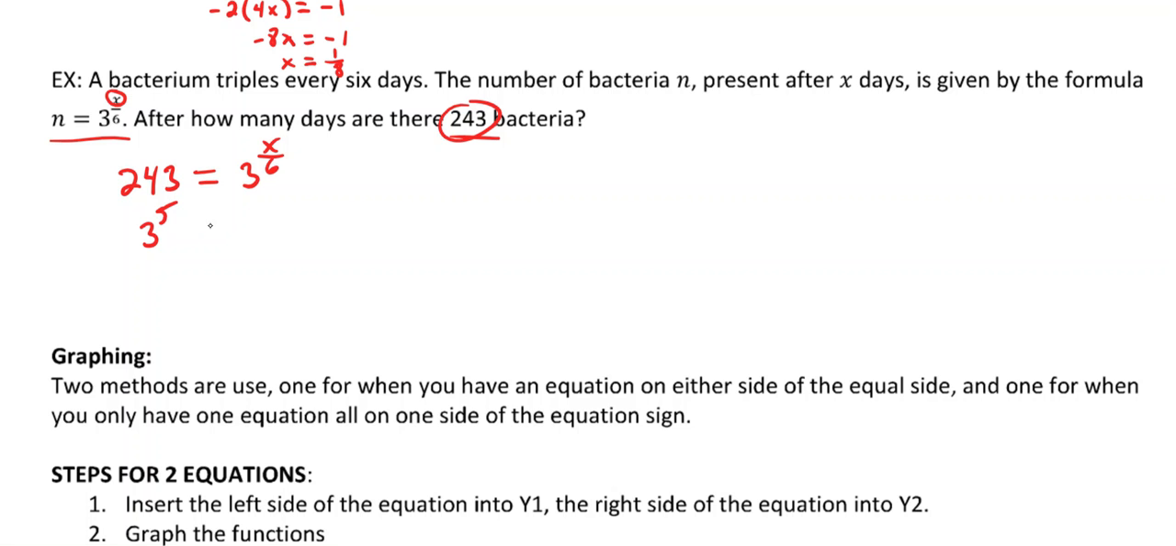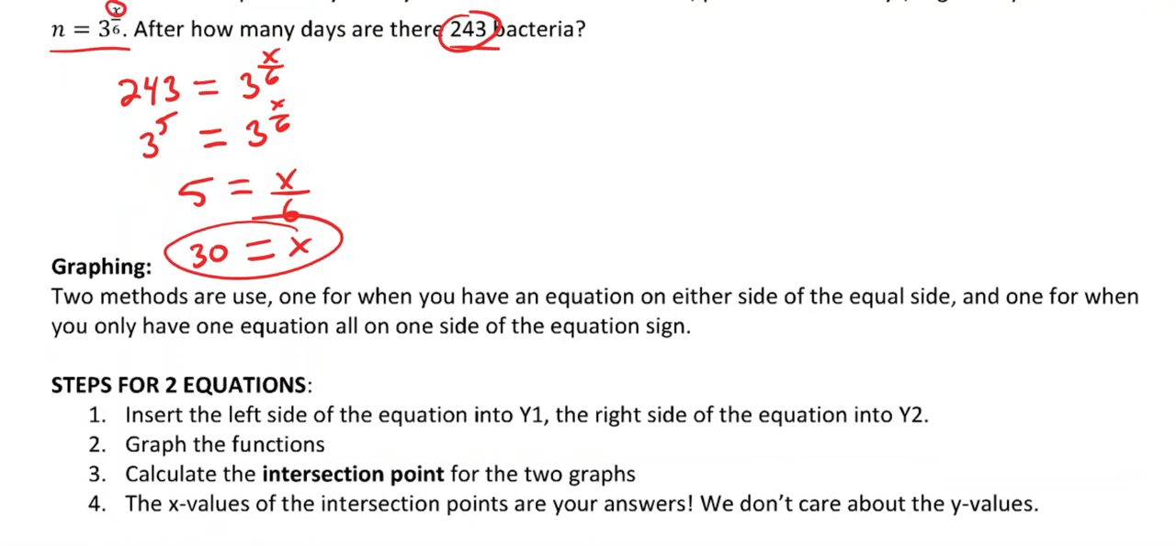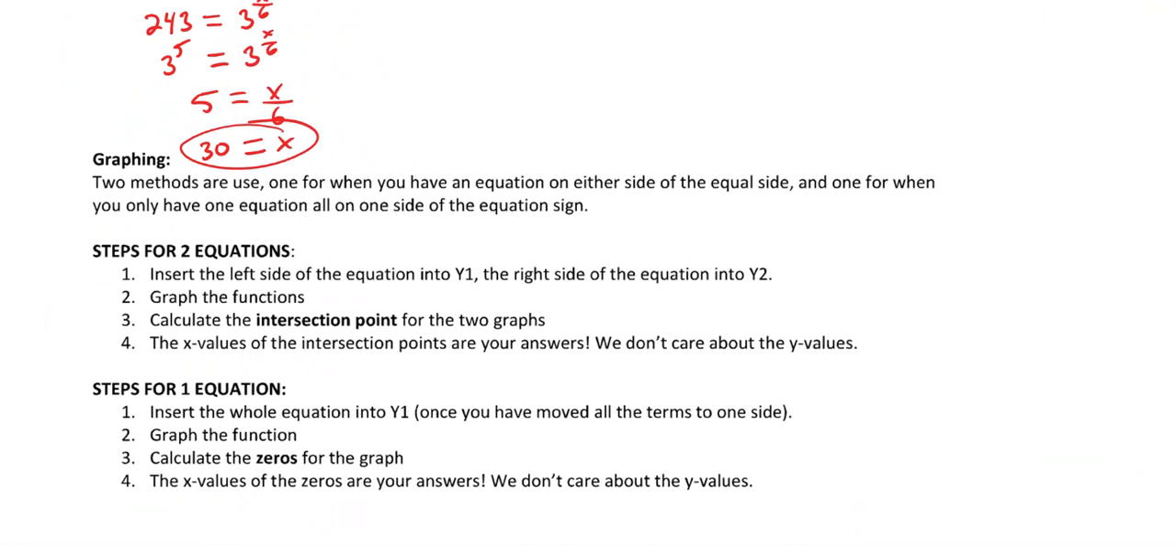Okay, so 3 to the power of 5 is equal to 3 to the power of x over 6. Good to go, right? So then I can equate the exponents. So 5 is equal to x over 6. So x is equal to 30. So that's really it, guys.